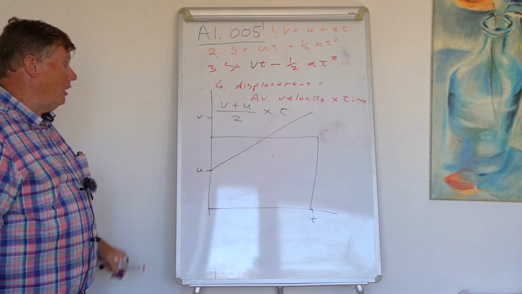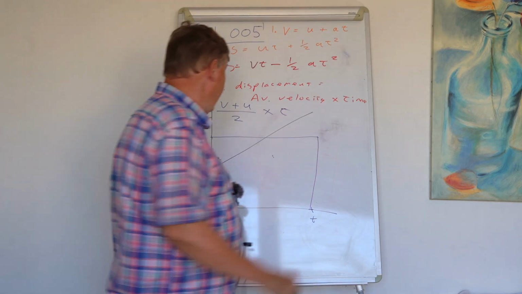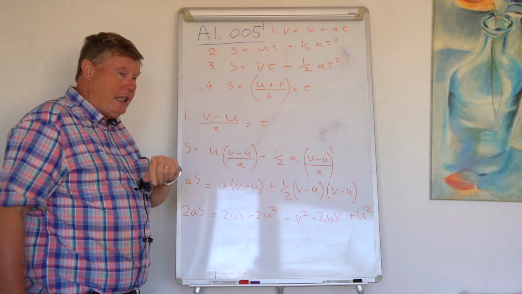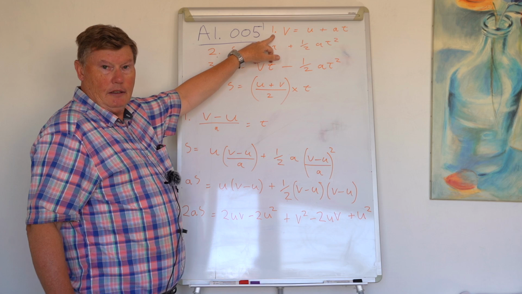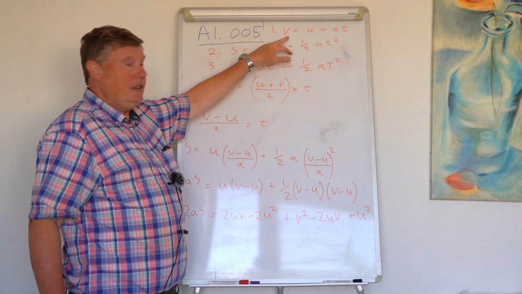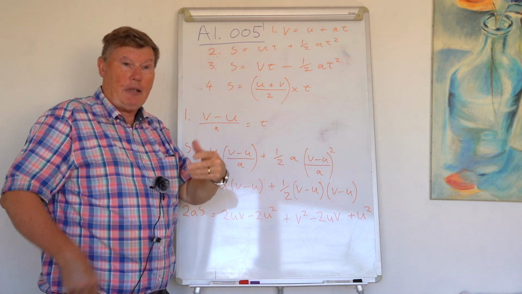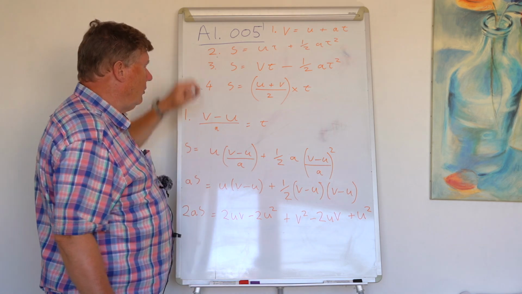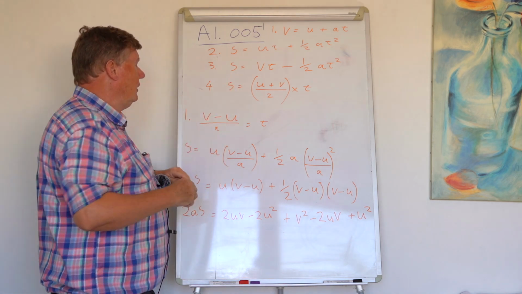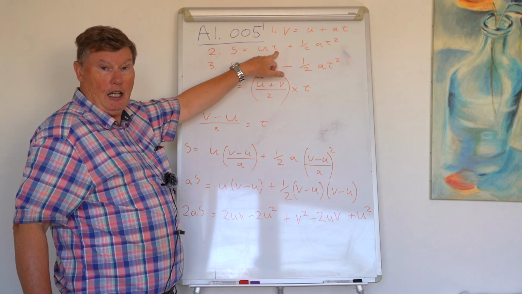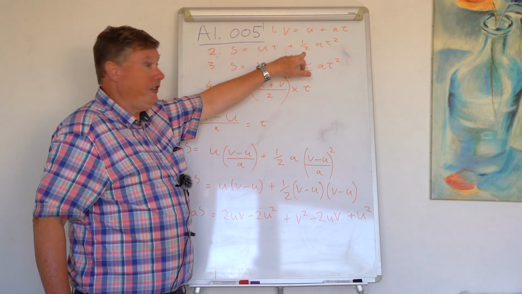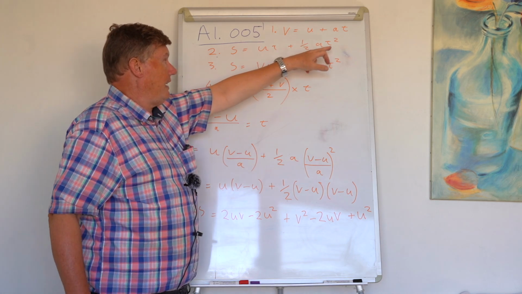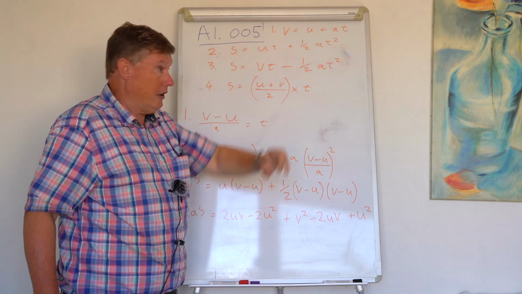(v + u)/2 times t equals s, displacement. Okay, so just to recap the first four. Number 1: final velocity is initial velocity plus acceleration times time, which is the change in velocity. Number 2: your displacement is your initial velocity times time plus half acceleration times t squared, and that corresponds to the triangle in the graph I showed you.